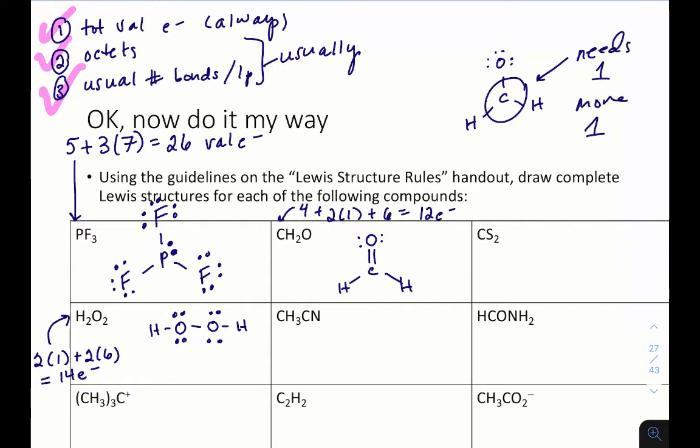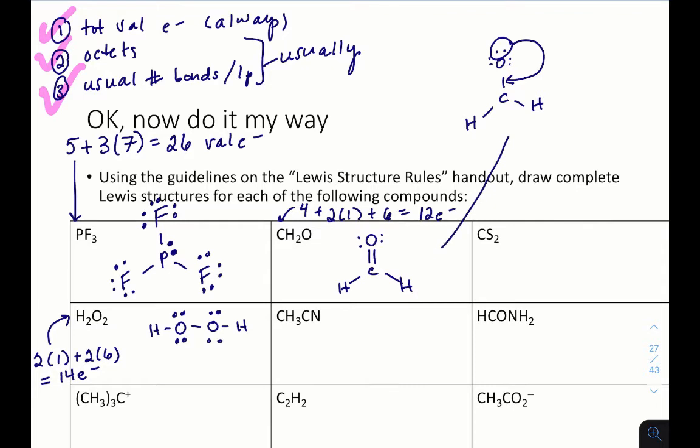You might also notice, hey, look at oxygen. It's only making 1 bond and it has 3 lone pairs. It should only have 2 lone pairs. So what do we do? Yeah, you share one of those lone pairs. So we'll take this lone pair, and instead of having it on oxygen, we just share it. And guess what? That gets us right to the actual structure.